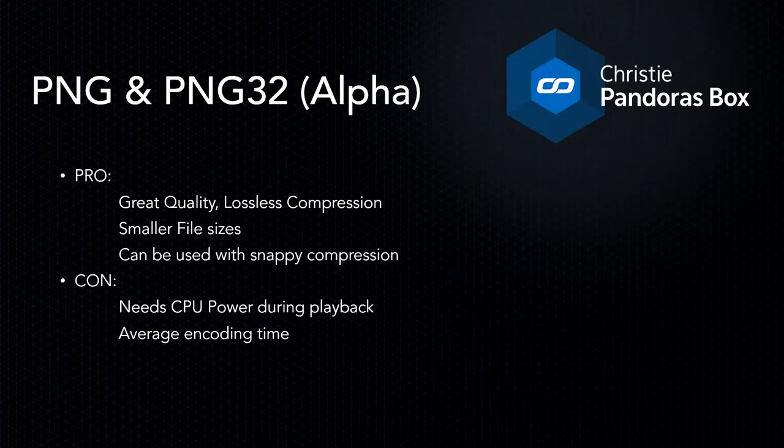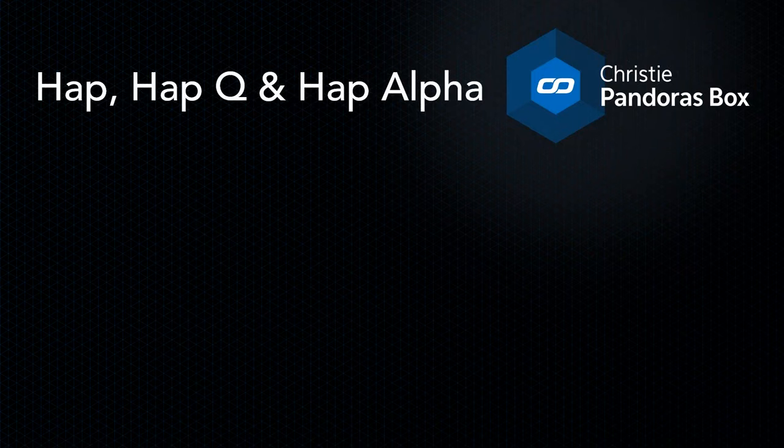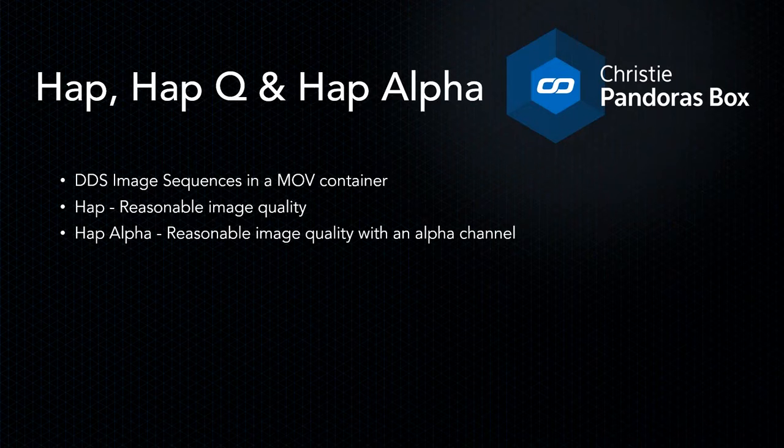The next image sequence you can use on Pandoras Box will be Hap Q and Hap Alpha. Actually, a Hap image sequence is a DDS image sequence in a MOV container. It has a reasonable image quality. Hap Alpha has reasonable image quality with an alpha channel, of course. Hap Q has a good image quality at a higher data rate.